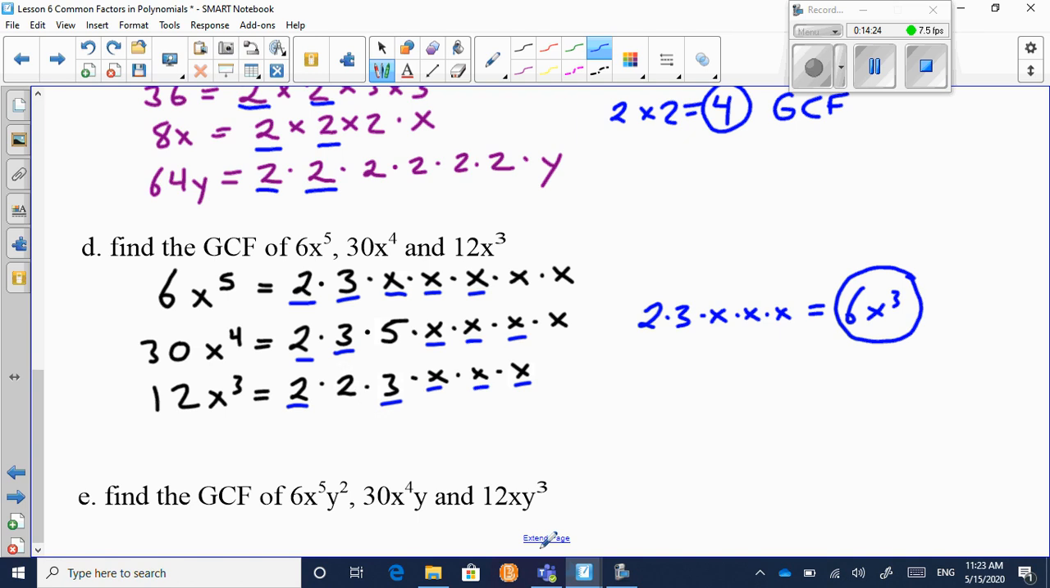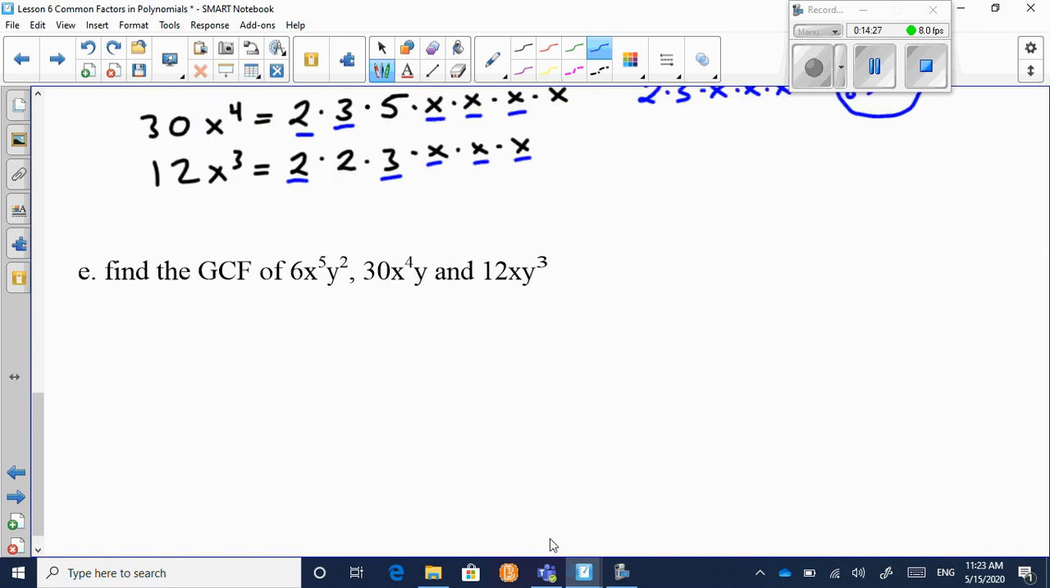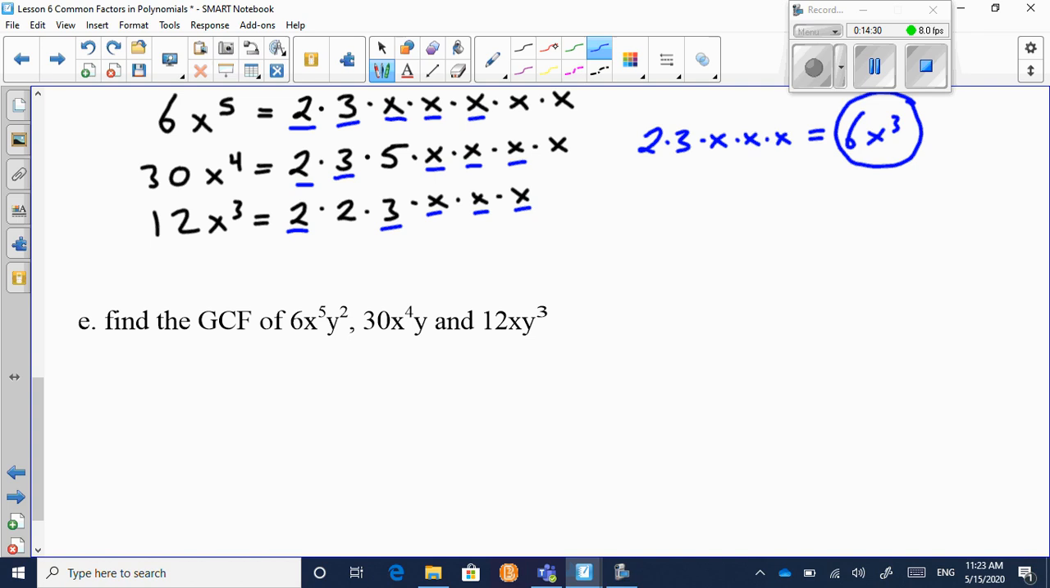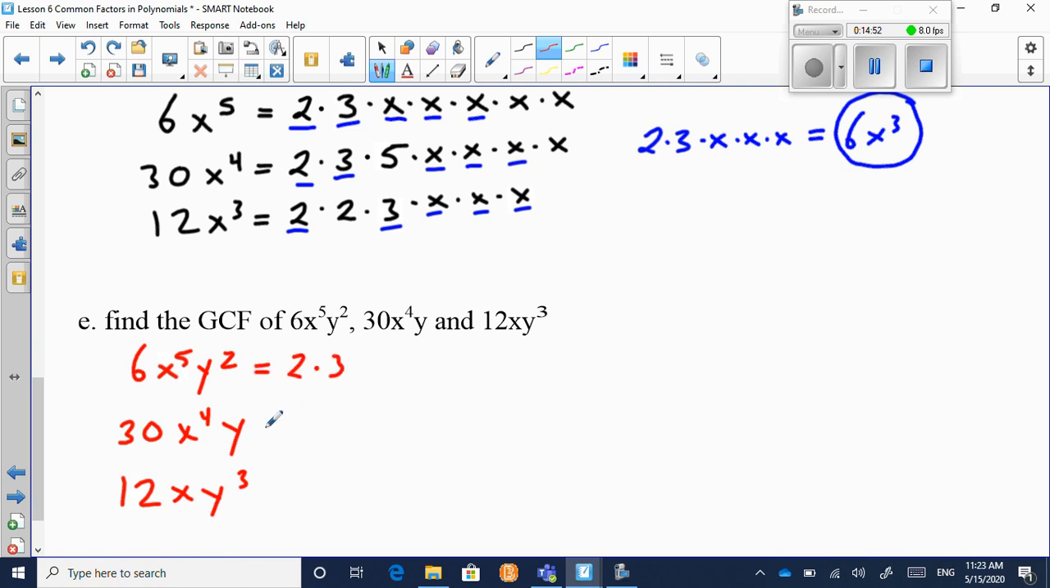Okay. Oh, I did one more. Sorry, I thought I was done. Let's do this one. Oh, because there can be more than one variable. So here we go. Let's try this one. 6x to the 5th y squared, 30x to the 4th y, and 12xy cubed. And notice I used the same numbers in this one, so I'll just quickly write them down. 2 times 3, 2 times 3 times 5 will give you the 30, and 2 times 2 times 3. So the numbers were the same.